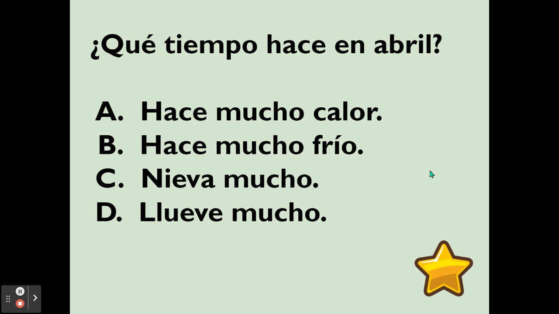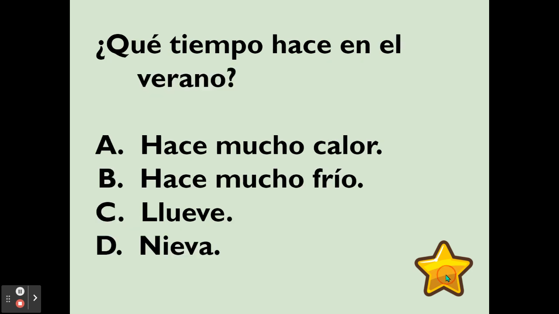¿Qué tiempo hace en abril? So April is known for something because it brings me flowers. So hace mucho calor, hace mucho frío, nieva mucho, llueve mucho. ¿Qué tiempo hace en el verano? Hace mucho calor, hace mucho frío, llueve, nieva.